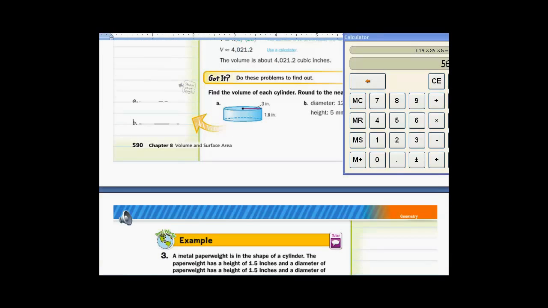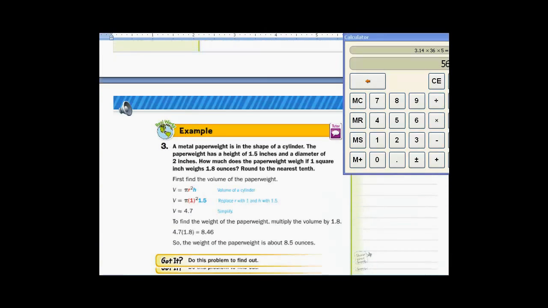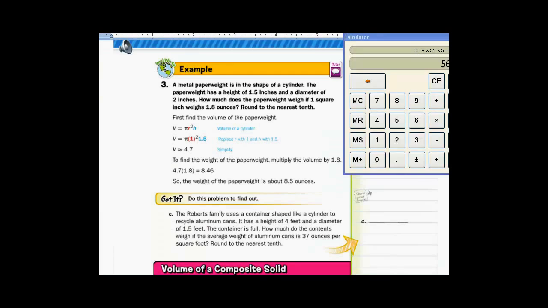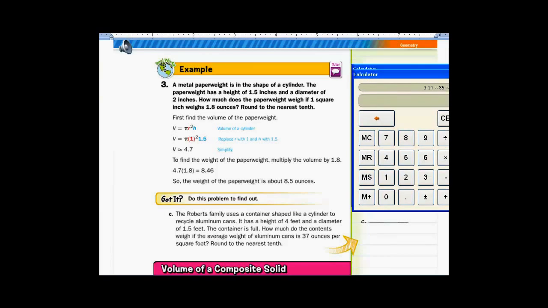Let's look, and they're going to take it just a little bit further. Okay, move this down so we can see the whole thing here. A metal paperweight is in the shape of a cylinder. The paperweight has a height of 1.5 inches and a diameter of 2 inches. How much does the paperweight weigh if 1 square inch weighs 1.8 ounces? Round to the nearest tenth.